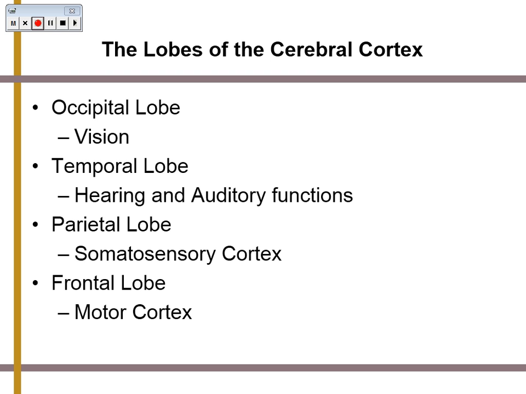Temporal lobe, side of the head, right around those temples. It's responsible for hearing, and also responsible for language comprehension. Parietal, top of the head, picks up all your sensory information.